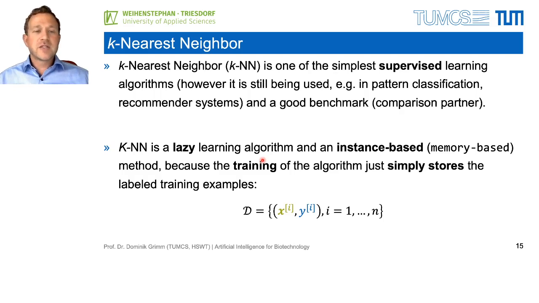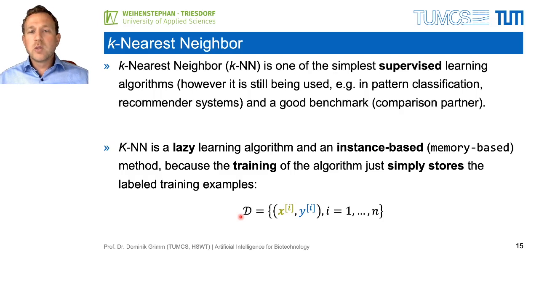And k-nearest neighbor is a so-called lazy learning algorithm, also called an instance-based method. Why is it lazy? It's lazy because there is no real training actually happening. The training of the algorithm is nothing else than just storing all the labeled training examples. So we don't train anything, we just store all of them. So our data set D is already our trained model, more or less. We don't have to do any training.